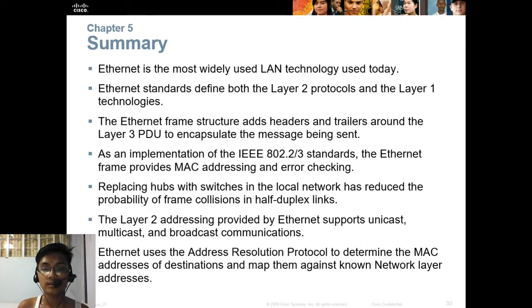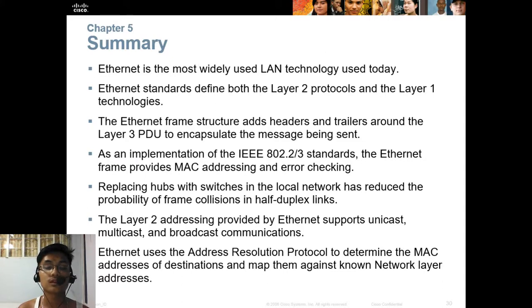As an implementation of the IEEE 802.2/3 standards, the Ethernet frame provides MAC addressing and error checking. Replacing hubs with switches in the local network has reduced the probability of frame collisions on half-duplex links. The layer 2 addressing provided by Ethernet supports unicast, multicast, and broadcast communications.